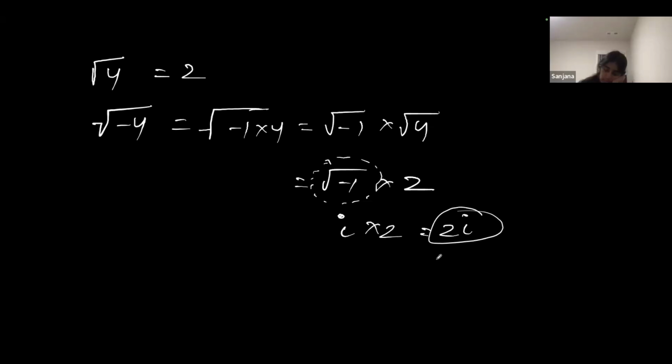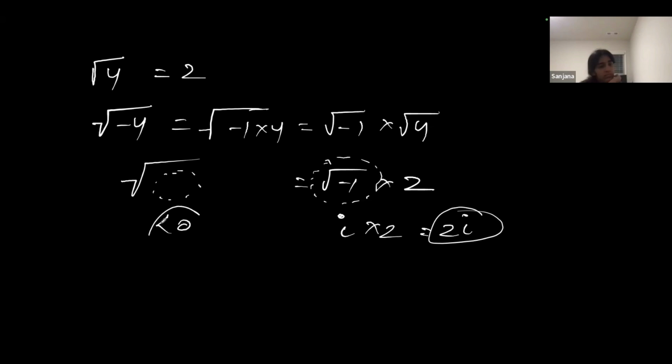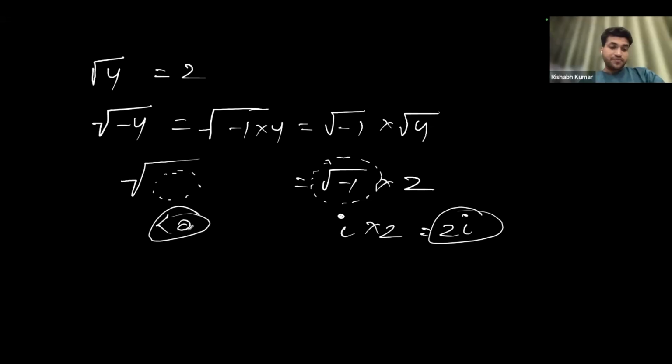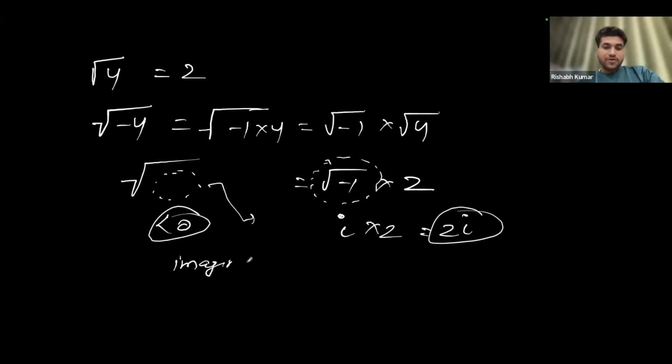Okay. Any confusion in this part? No. So basically, if we have a number under the root that is less than zero, less than zero means any negative number. If there is any negative number under it, then this term will be an imaginary number, and imaginary numbers can be represented in the form of i.